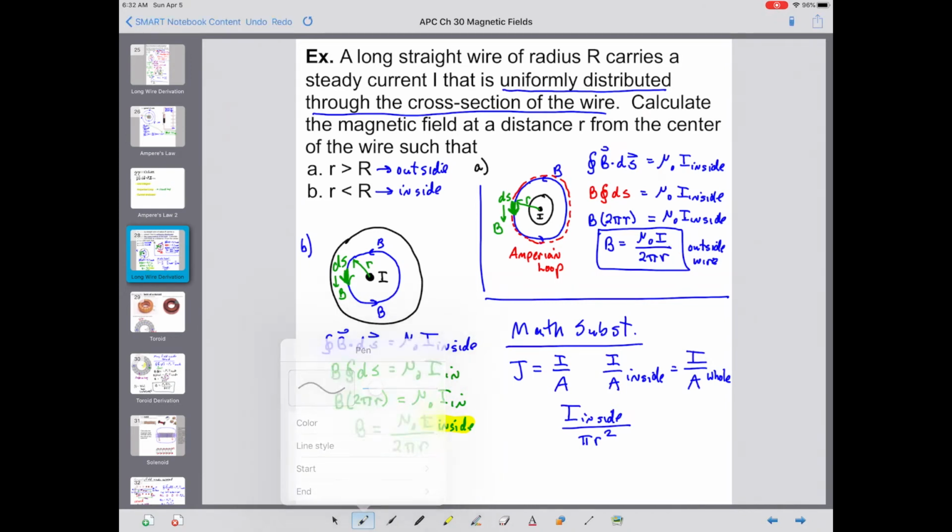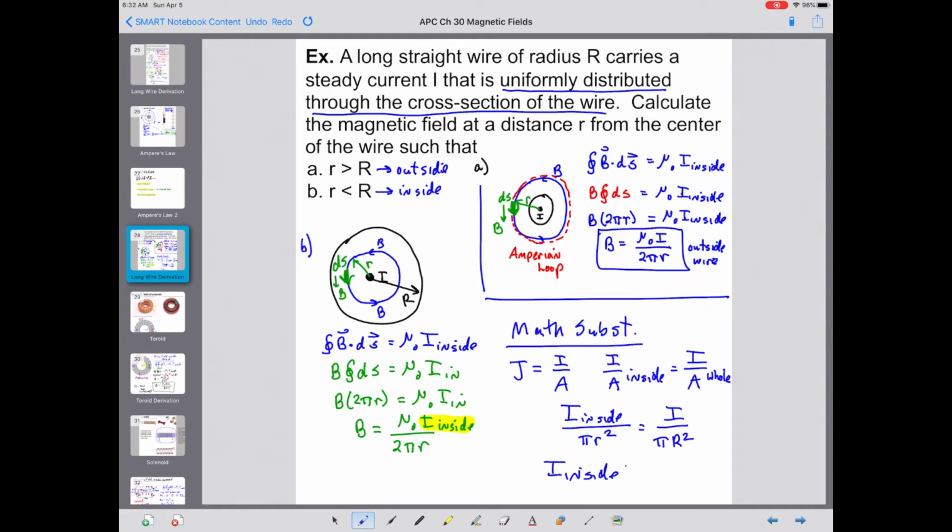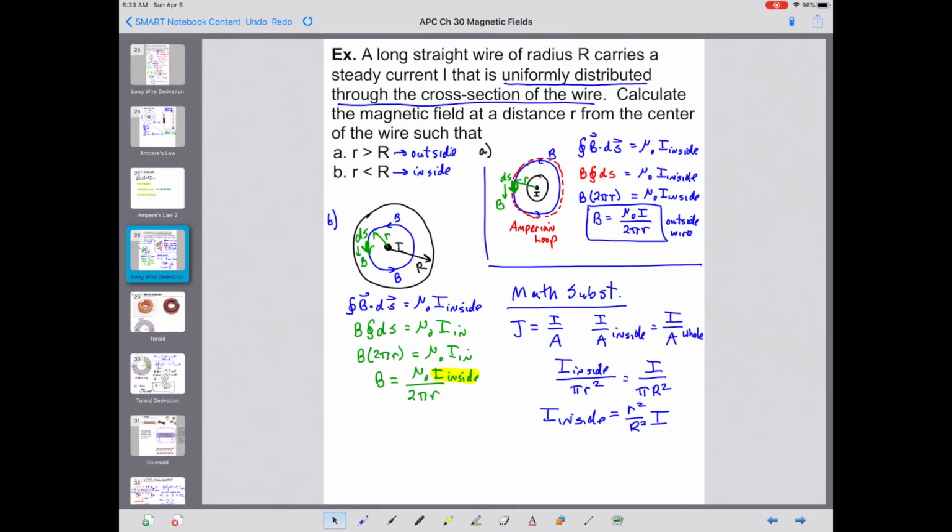Got to go back to our diagram for a second here. Capital R is right there. So then for the entire I, the area would be pi capital R squared. So when we solve down for that I inside, then we're going to get the expression of little r squared over big R squared multiplied by I. So it's proportional to the ratio of the squares of the radius.